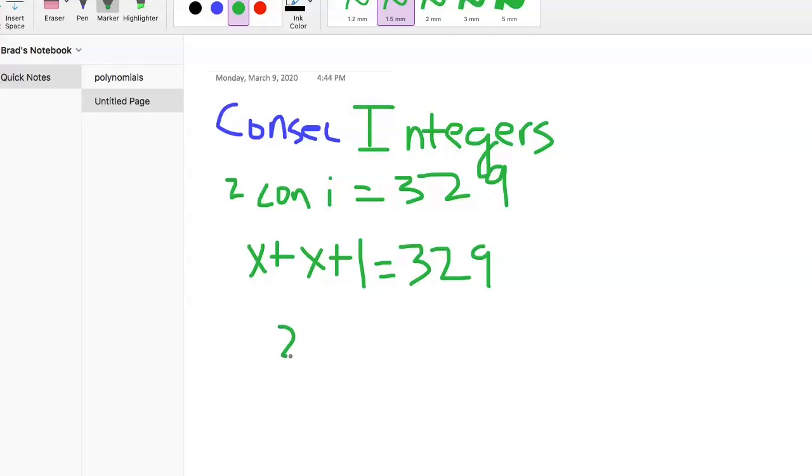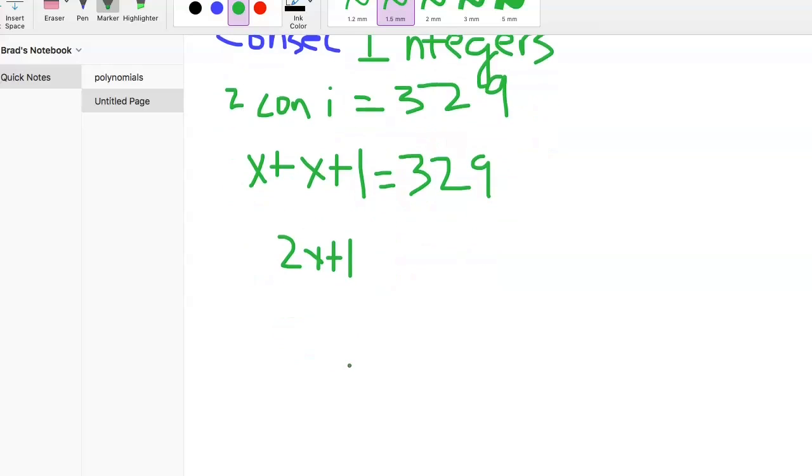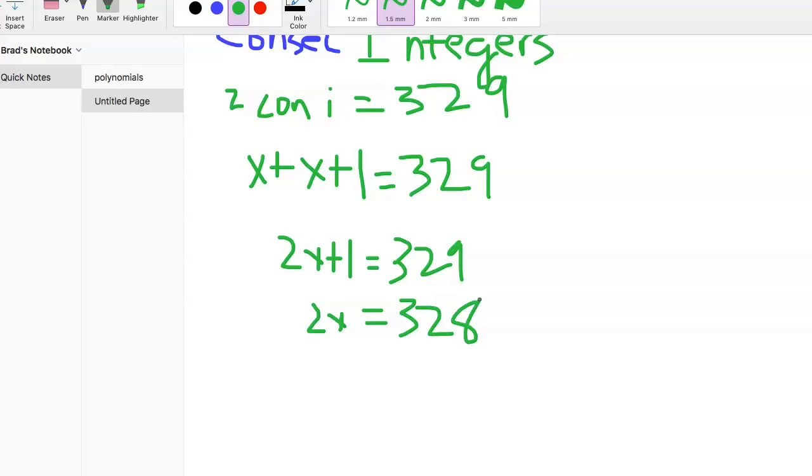All right, so x plus x, that gives us a 2x plus 1 equals that 329. Okay, we subtract 1 from each side. 2x now equals 328, right? Because I subtracted 1 from both sides. Divide each side by 2. And if we do that, if we divide each side by 2, x equals 164.